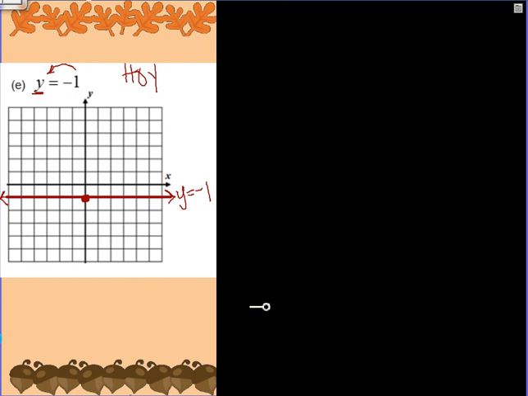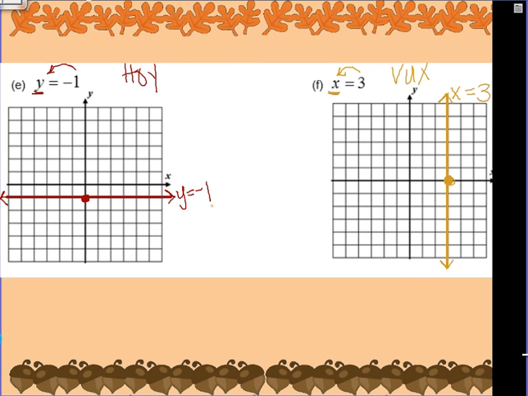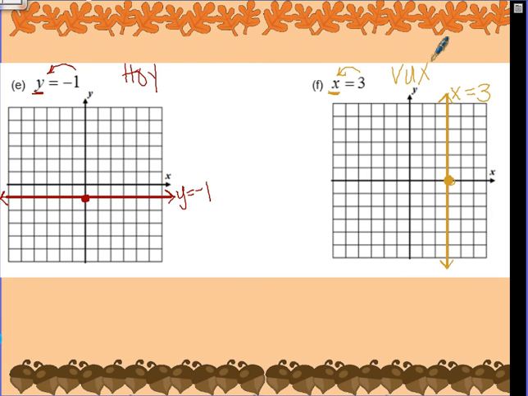Letter E was y equals a number. That's a horizontal line. Oi, h, horizontal. I go to -1 on the y-axis and make a horizontal line going through it. Arrows and label. Remember, you can check the y equals equations using your calculator. Those are the only ones that you can check. X equals 3. Think of the word vux. Reminds me it's a vertical line. Go to 3 on the x-axis and make a vertical line going through it.